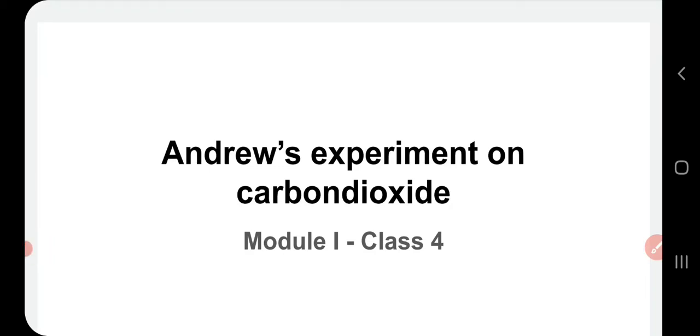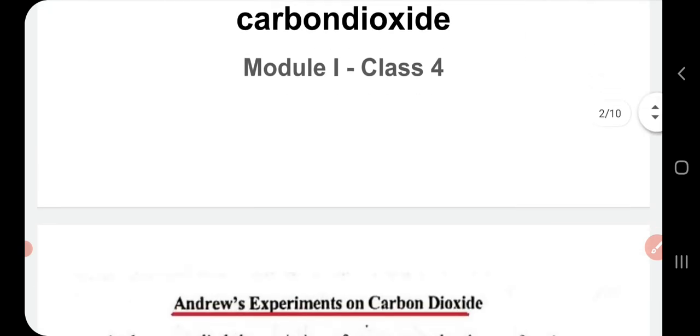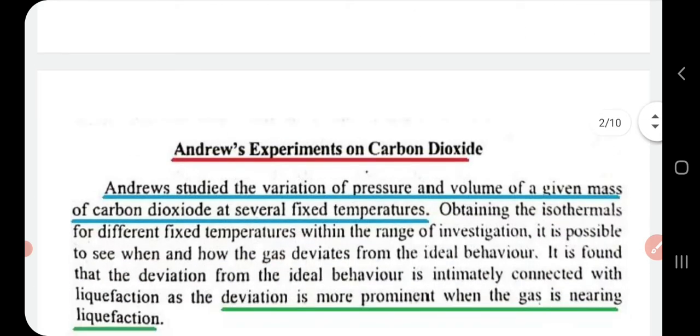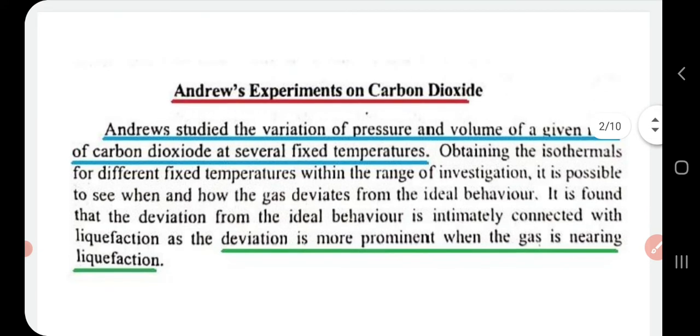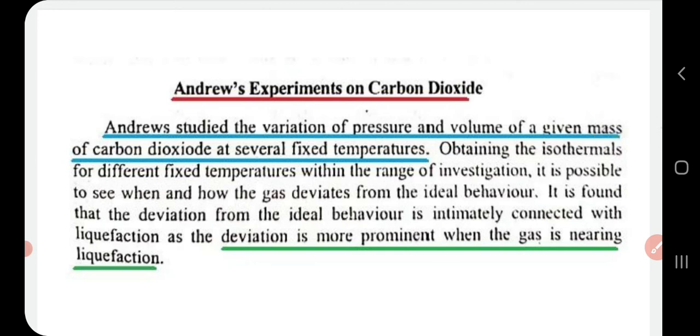Good morning. In today's class, we will learn about Andrews' experiment on carbon dioxide. This experiment was performed by a scientist named Andrews, and he conducted it just to study the variation of pressure and volume of a given mass of carbon dioxide gas at several fixed temperatures.